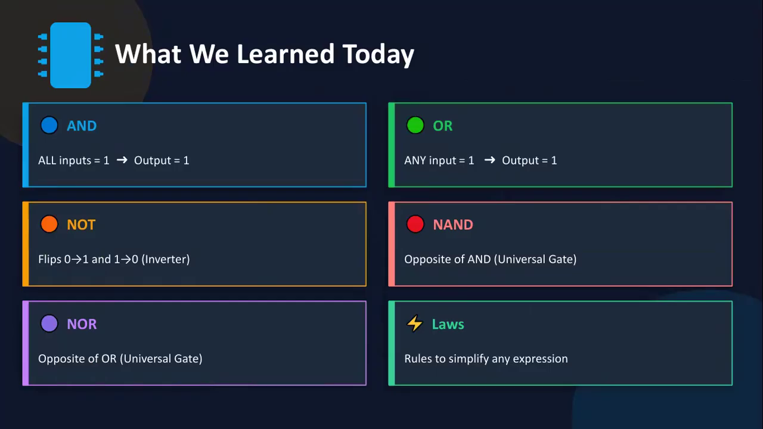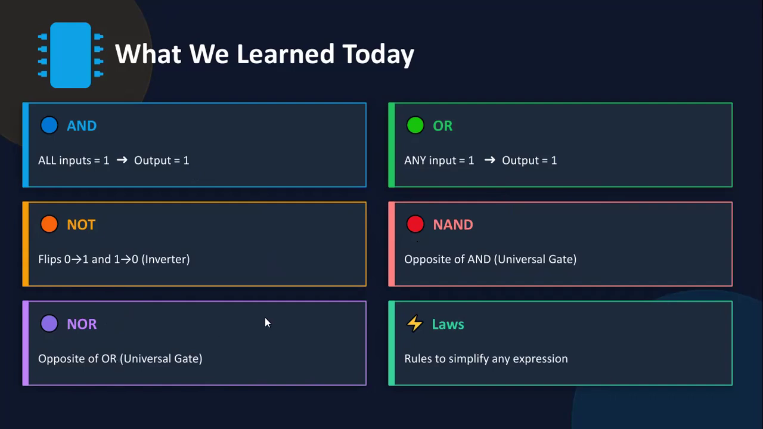So what we have learned today is certain gates like AND, OR, NOT, NAND, NOR, and certain Boolean laws. Have a look at this. For an AND gate, the output will be 1 only if all the inputs are 1. For an OR gate, if any one of the inputs is 1, we get an output 1. A NOT gate is simply an inverter. It flips the input. If the input is 0, the output will be 1. If the input is 1, the output will be 0. Then we have a NAND gate, the opposite of the AND gate, and NOR, the opposite of OR.